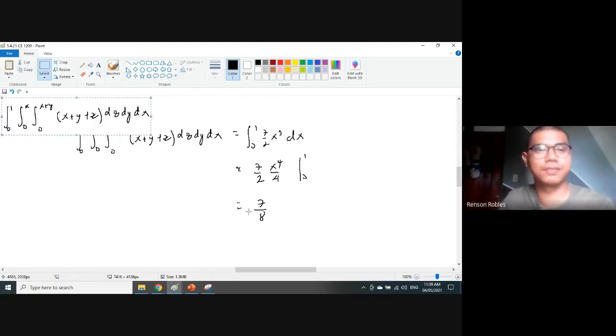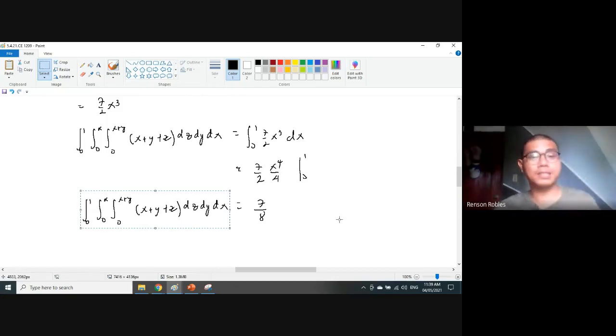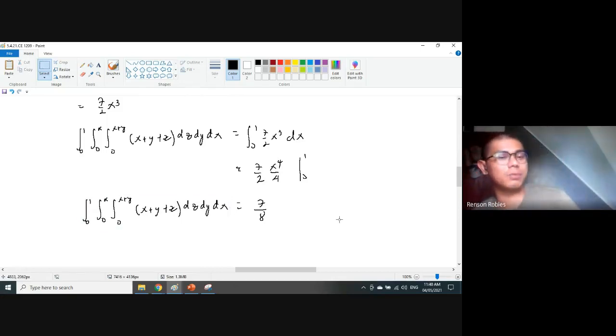And that's the integral of this. That's the triple integral of x plus y plus z dz dy dx evaluated from 0 to x plus y, 0 to x, and 0 to 1.